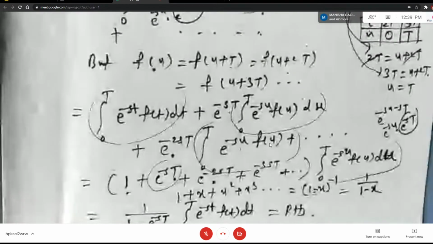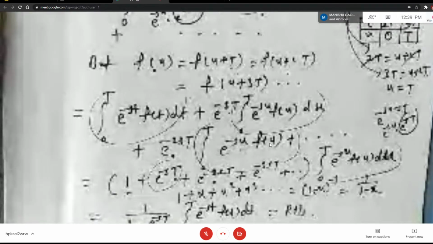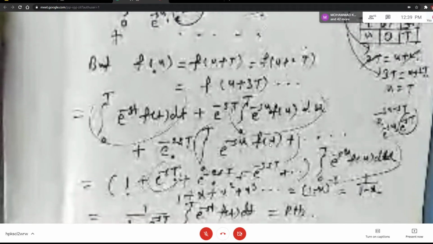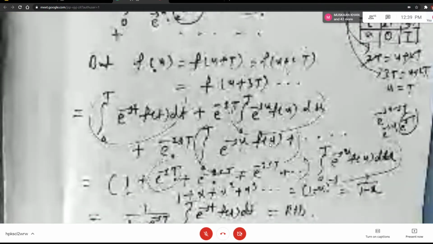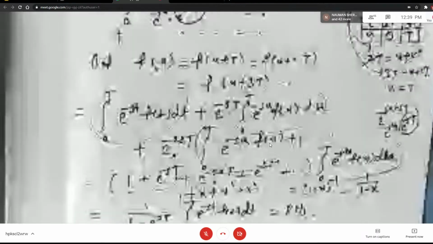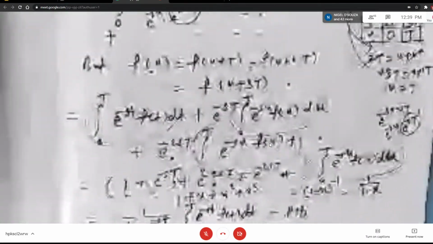Okay. Anything? Any particular step, if you are confused? Miss, the last step, what you did there? Yes, the last step, miss. The 1 plus x square.